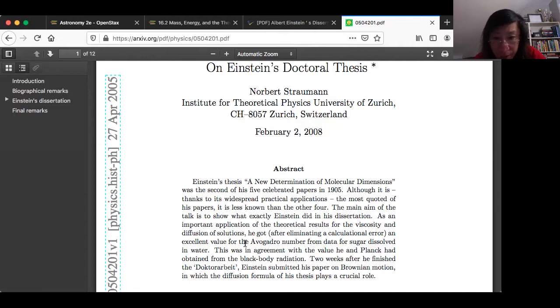And then he figured out the Avogadro number that had been proposed, but not been confirmed yet. And people were trying to falsify it or figure out whether it's true or not. And he was able to confirm through his calculations that the Avogadro number was basically correct, which is so cool. And then after that, he got his PhD, finished his thesis.